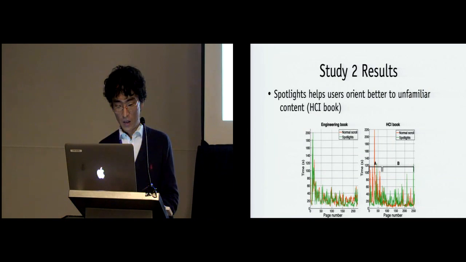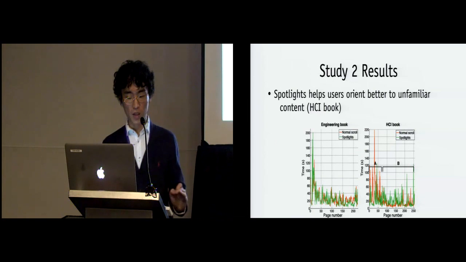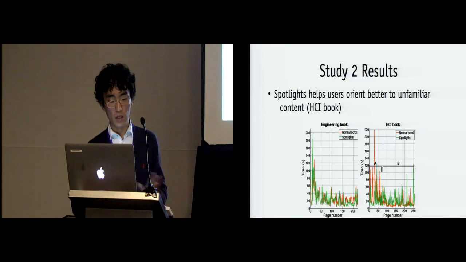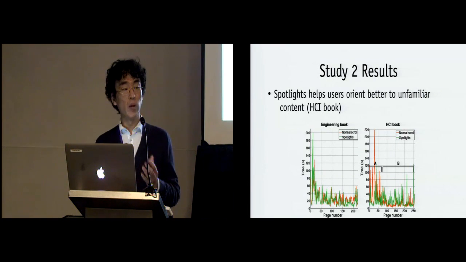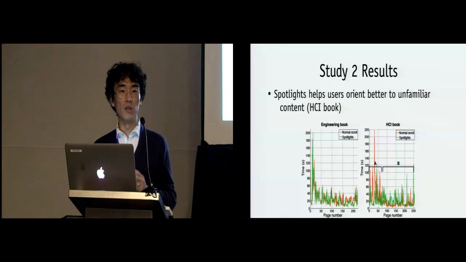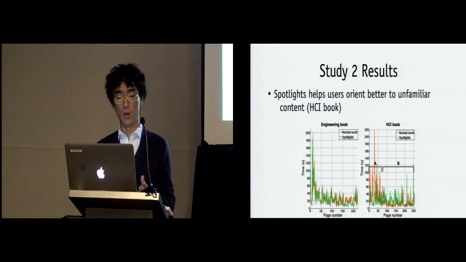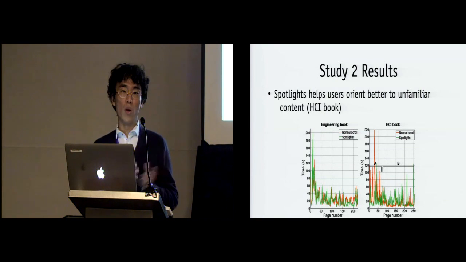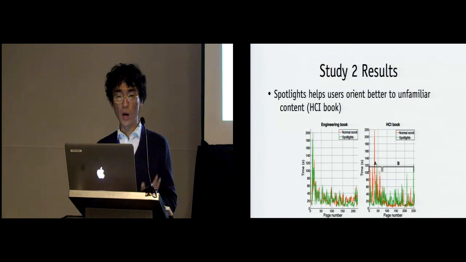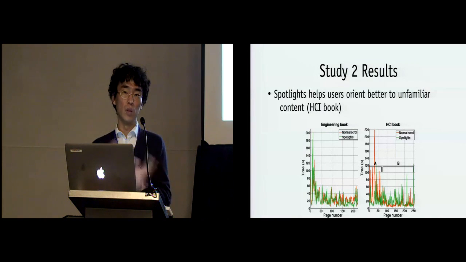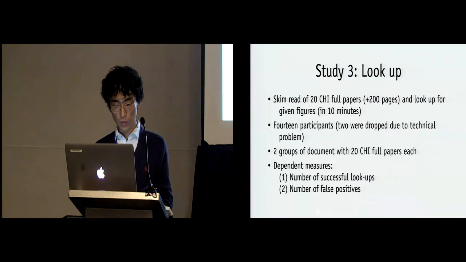But as you can see, for books that are predictable to users, like the engineering book, which is much easier than the HCI book, they tend to rely on more normal scrolling. So they read more actively with spotlights when reading a difficult book like the HCI book. That's why it increased the performance especially for the HCI book.